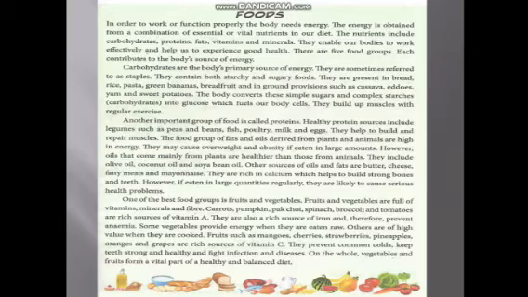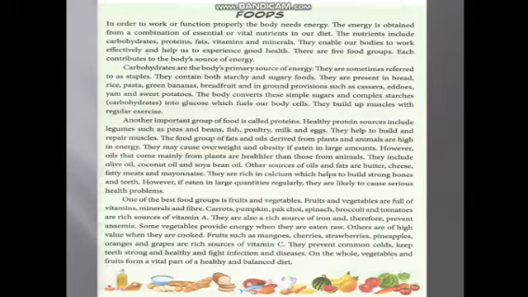Now, the energy is obtained from a combination of essential or vital nutrients in our diet. The nutrients include carbohydrates, protein, fats, vitamins, and minerals. Let me read that again. The energy is obtained from a combination of essential or vital, vital meaning important, nutrients in our diet, and the nutrients include carbohydrates, proteins, fats, vitamins, and minerals.